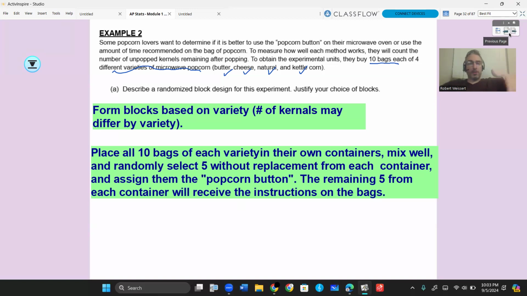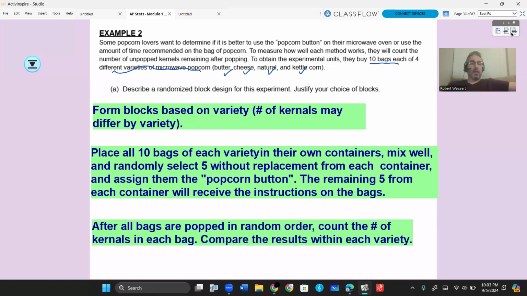So have 4 separate containers, mix them well, randomly select 5 without replacement, get them the popcorn button, and then the other 5 will get the instructions, just going by the time. Do the same thing with the other containers. So every different container of the varieties will do their own little completely randomized designs. Then after all the bags are popped randomly, count the number of kernels in each bag. Then you can compare the results within each variety, and then you have what's called a randomized block design.